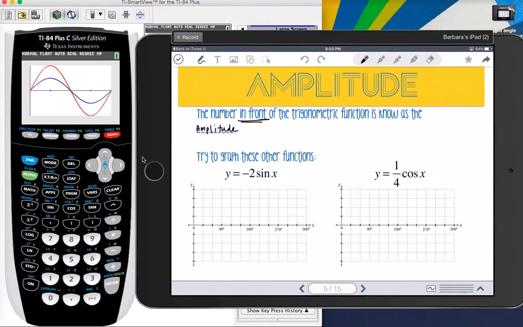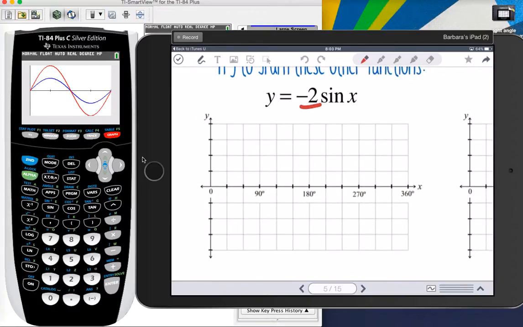Okay, if we were to graph these two functions, you could easily do it in your graphing calculator, but it might be a little faster for you to just do it by hand. So for this one, we have that -2. I know that I'm going to start at 0, go down to -2, come back up, go up to +2, and come back down.